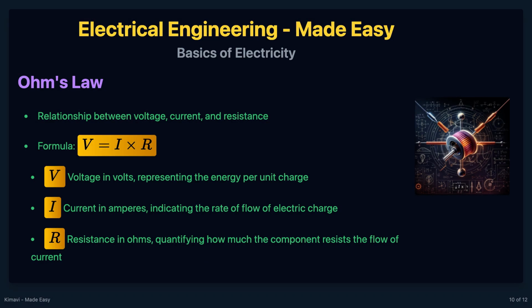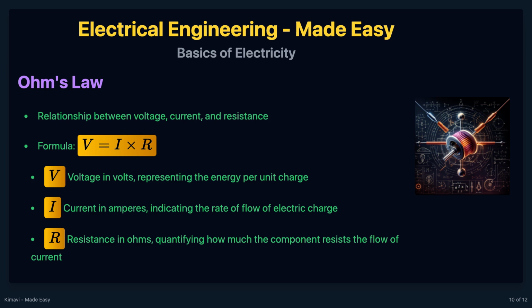Ohm's law is a fundamental principle in electrical engineering that relates voltage, current, and resistance in a linear circuit. It states that the current through a conductor between 2 points is directly proportional to the voltage across the 2 points and inversely proportional to the resistance between them.